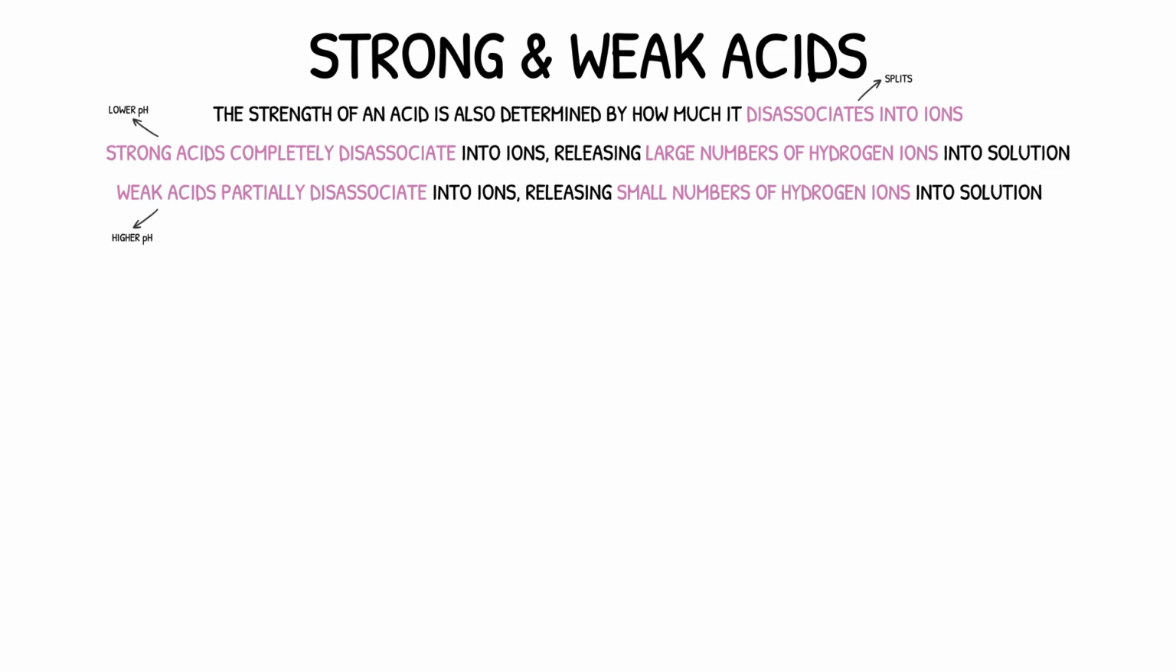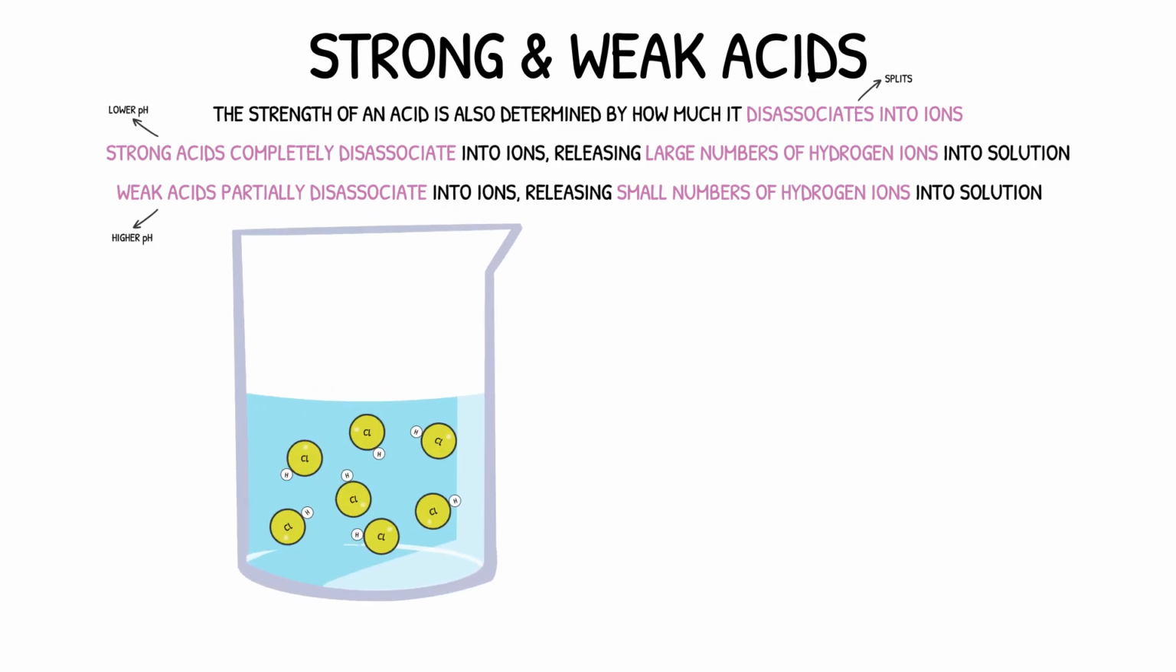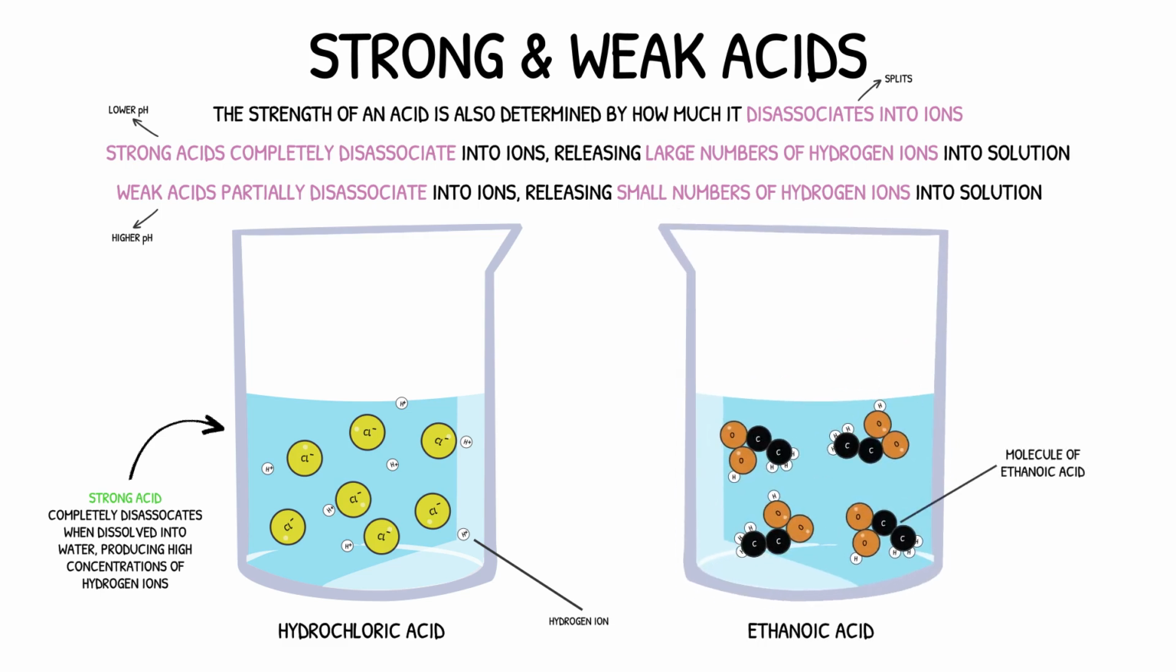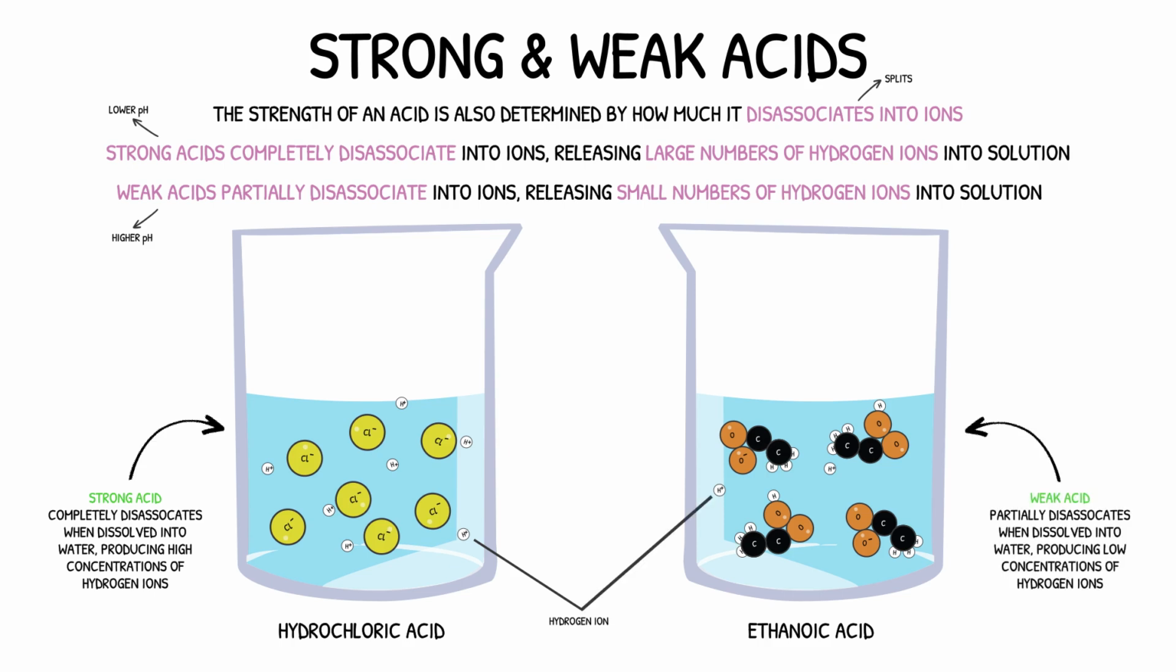This means that the pH value of a stronger acid is much lower than the pH value of a weaker acid. For example, a strong acid, like hydrochloric acid, will completely dissociate into its respective ions, releasing large numbers of hydrogen ions in solution. This explains why hydrochloric acid has a pH of 1. In contrast, a weaker acid, such as ethanoic acid, will only partially dissociate into its respective ions, releasing smaller numbers of hydrogen ions into solution. This explains why ethanoic acid has a pH of 3.